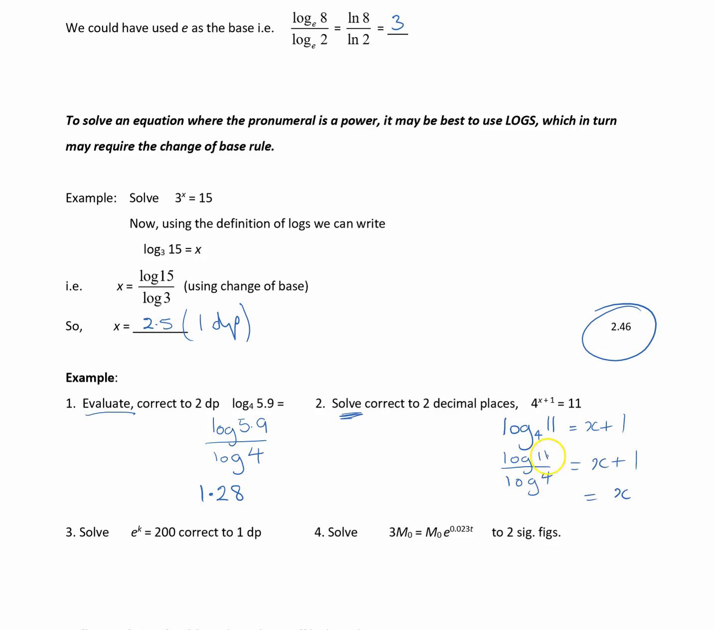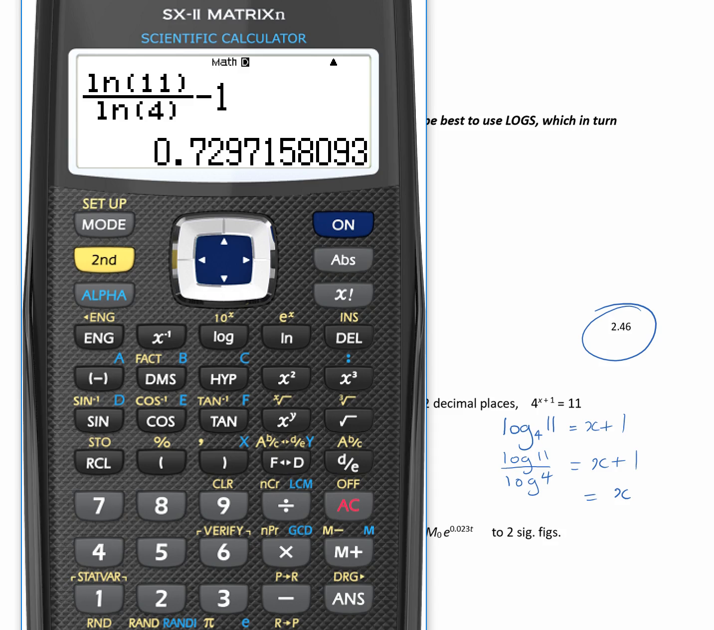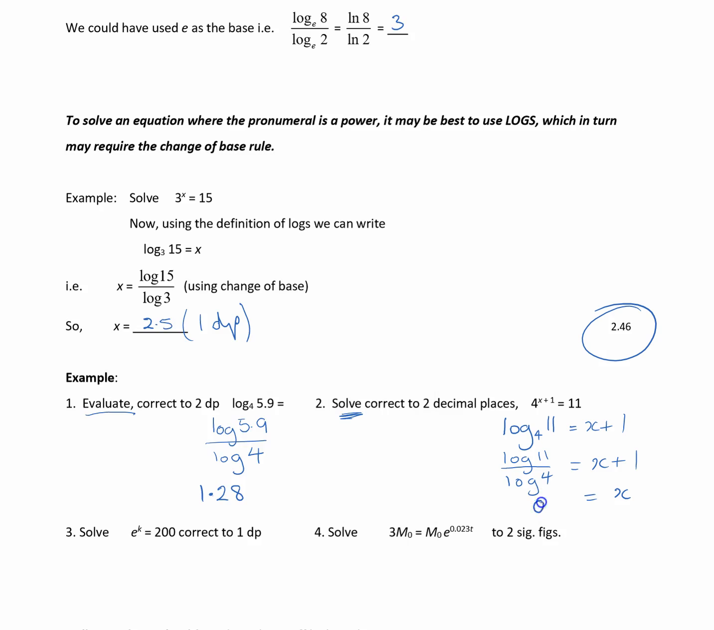So x will be whatever log 11 over log 4 subtract 1 actually is. And there you can see log 11 divided by log 4 subtract 1 is this 0.729. Let's write that as 0.73.